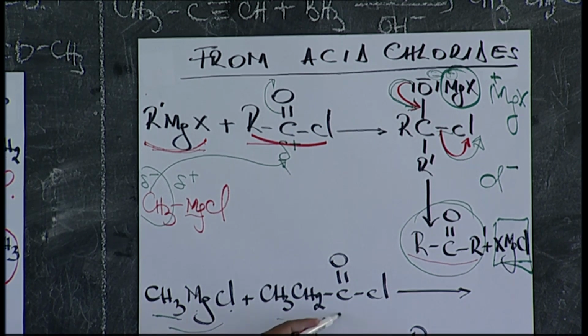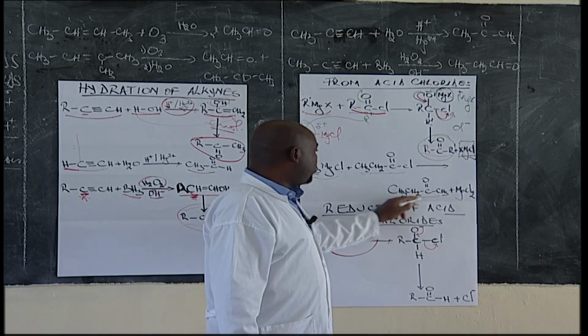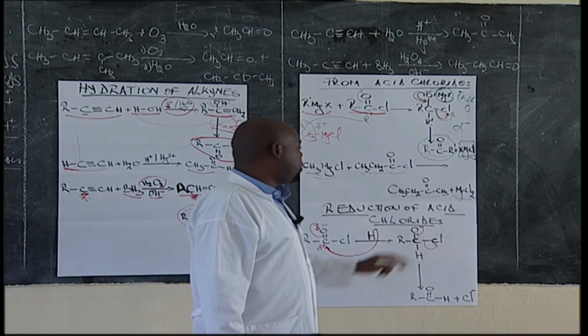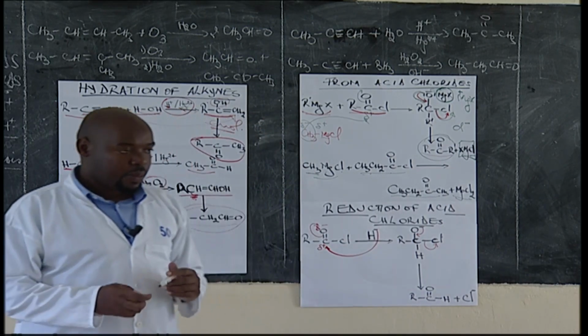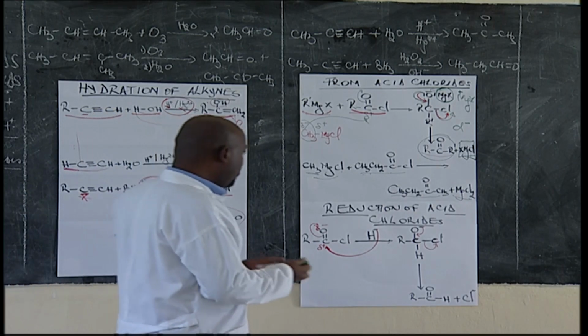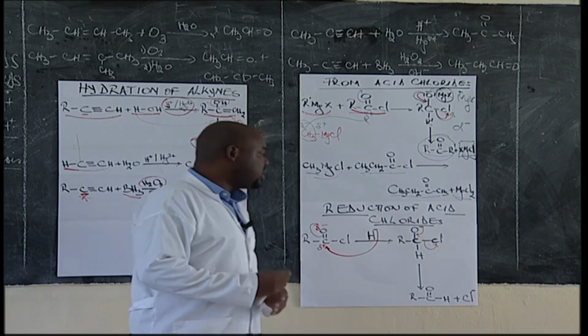It's very clear. So you have the example here, CH3MgCl reacting with propanoyl chloride. This compound is called propanoyl chloride. We get butanone and magnesium chloride. It's very simple. And what do we get when we reduce acid chlorides?